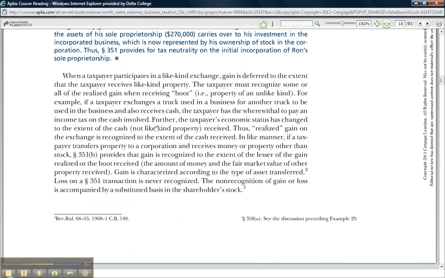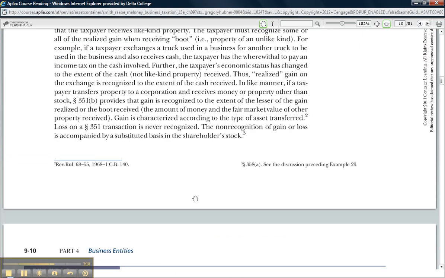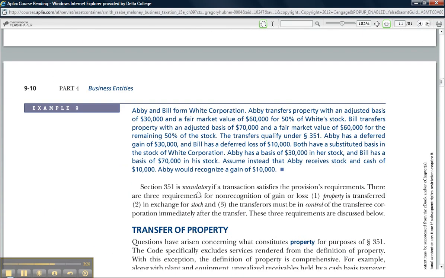This discussion right here talks about what if the taxpayer gets more than just stock in return? What if he gets some cash back from the corporation? So here's a situation where Abby and Bill, two people, form White Corporation. Abby's going to transfer property with a value of $60,000. She's going to take 50% of the stock. Bill is going to transfer property, value of $60,000, for 50% of the stock.